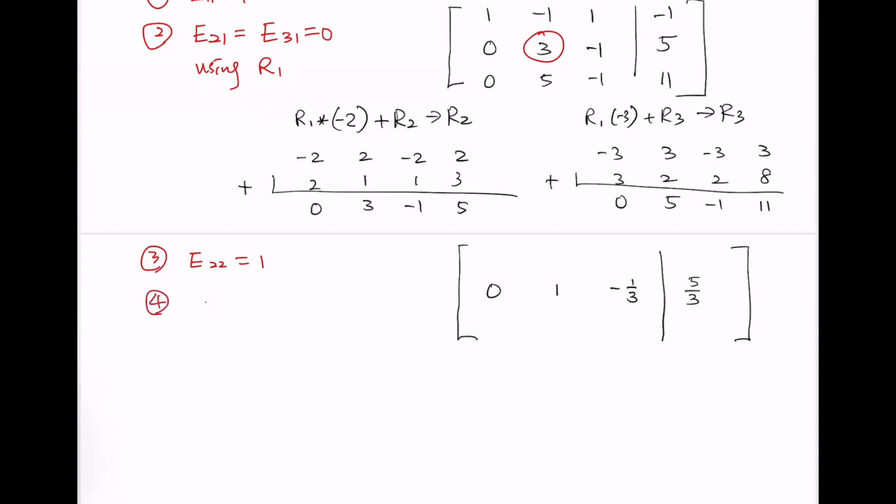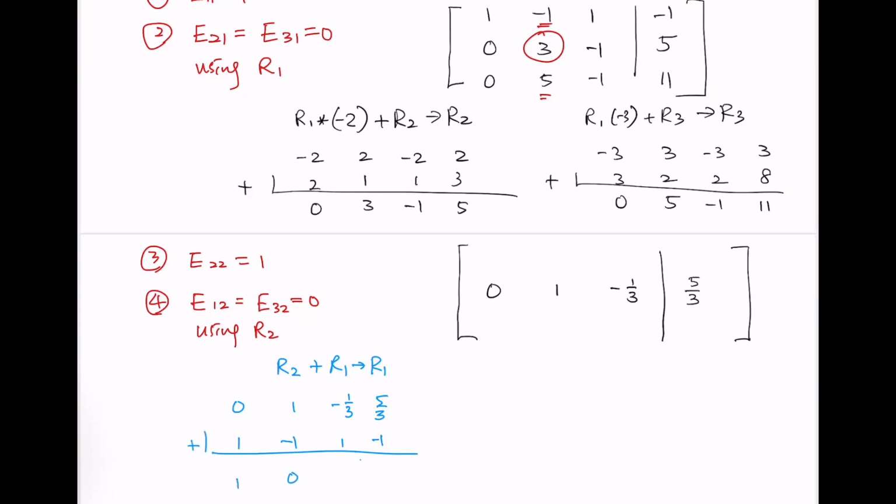And step number 4, E1,2 and E3,2. We need to make these two guys 0. We need to use R2. So we need to use R2 times negative 1, so we don't have to multiply anything. R2 plus R1, put it back to R1. 0, 1, negative 1 over 3, 5 over 3, R1, 1, negative 1, 1, negative 1. We add: 1, 0, 2 over 3, 2 over 3.